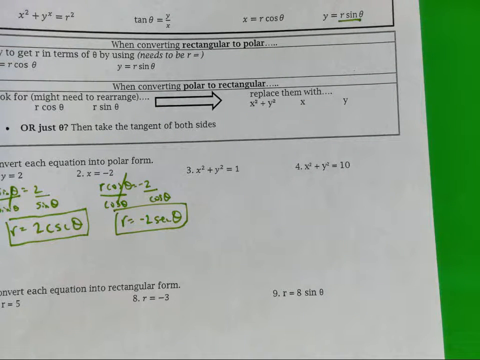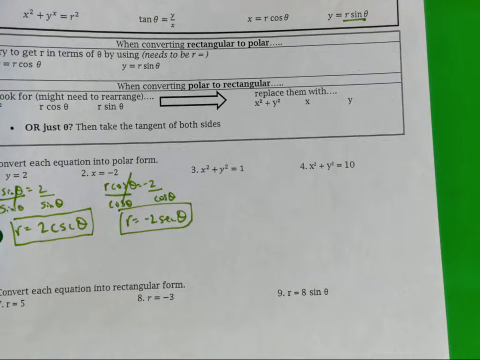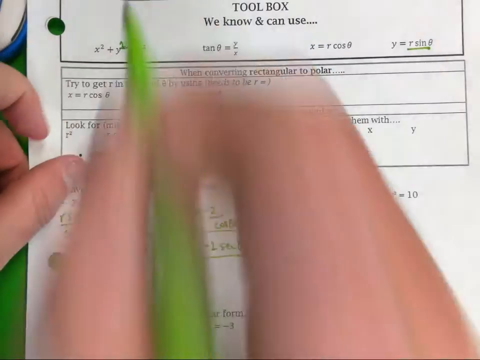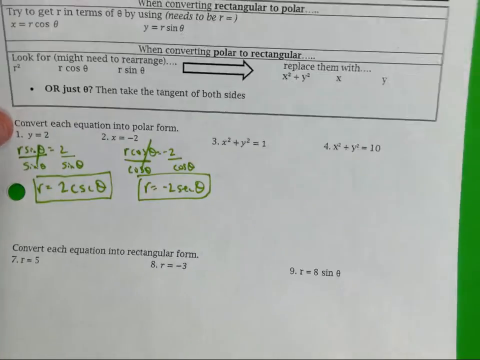This formula right here, guys, r equals the square root of x squared plus y squared, originates from this right here. Oh, that's supposed to be y squared, I'm sorry. X squared plus y squared equals r squared. I just corrected it right there.